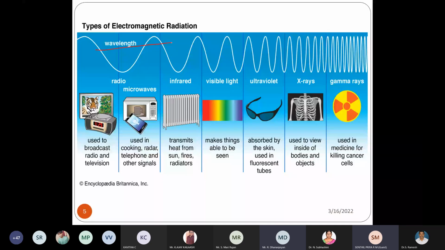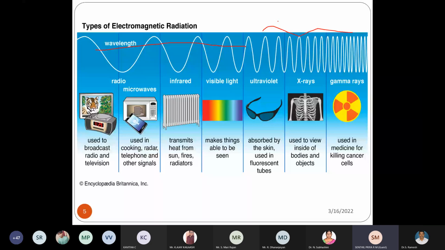So what is a non-ionizing and what is an ionizing system? With respect to wavelength and frequency, in the non-ionizing system we are going to have a low frequency, which is not harmful for humans. And the ionizing system goes to the high frequency range, which is harmful for humans.